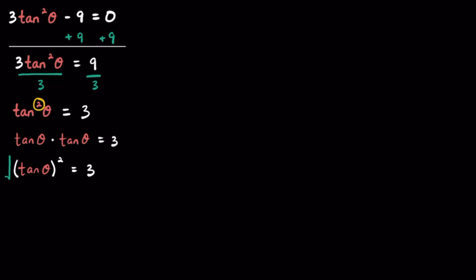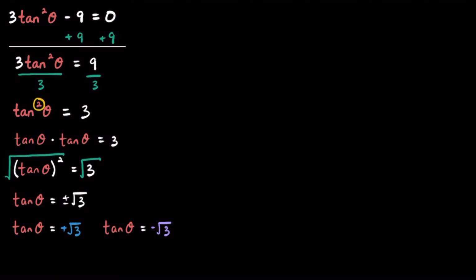Next, we will go ahead and take the square root of both sides of this equation. And in doing so, we find out that tangent of theta is going to be equal to the plus or minus square root of 3. Writing this as two separate equations, we have tangent of theta is equal to the positive square root of 3. I'm going to put that plus sign just to make it super clear. And tangent of theta is equal to the negative square root of 3.